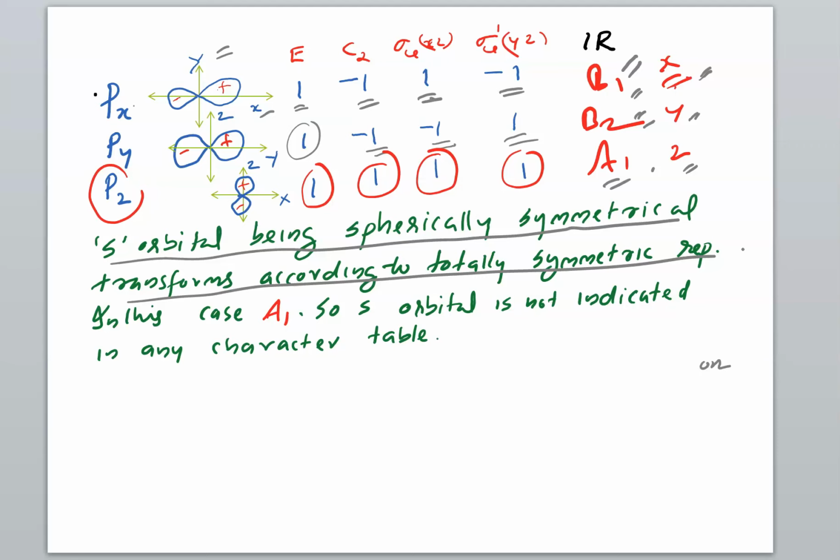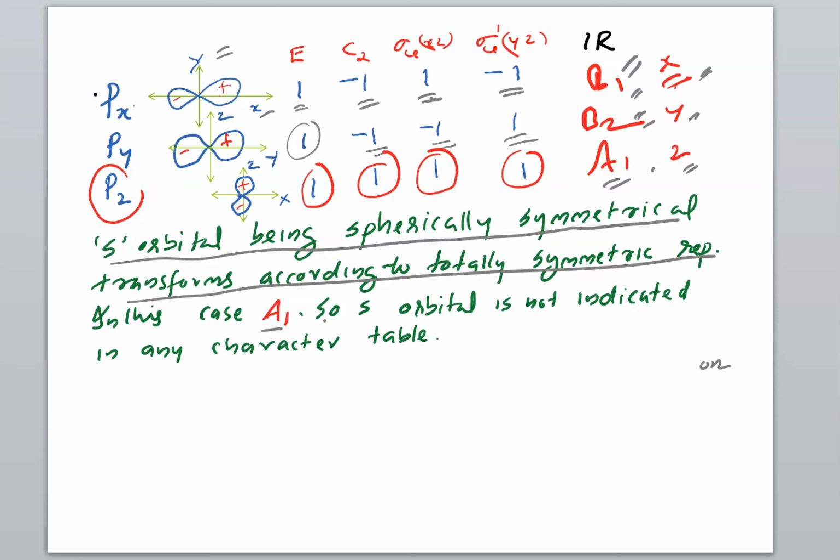An s orbital, we know, is a spherically symmetrical orbital. Therefore, it transforms according to the totally symmetric representation, which in this case is A1. So the s orbital is not indicated in any character table, because in every character table the first irreducible representation is a totally symmetric representation. I told you.